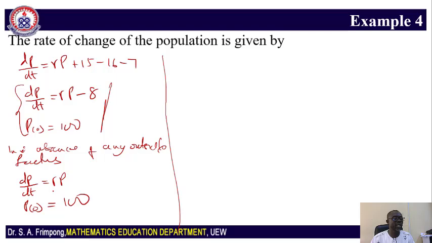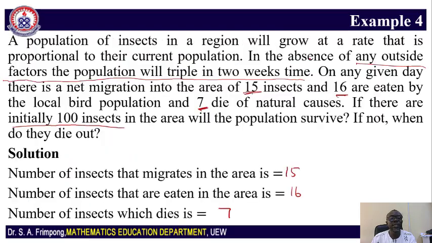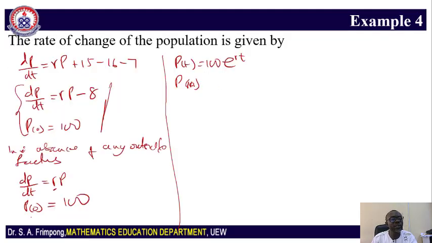So based on this, we can get our r. When you solve this, you know p of t is going to be 100 e raised to the power rt. In the absence of any outside factors, the population will triple in 2 weeks. So that 2 weeks is 14 days. So p of 14, which is 100 times e raised to the power 14r, is equal to 3 p naught. The population will triple. 3 p naught, and our p naught is 100, so you're going to get 300.